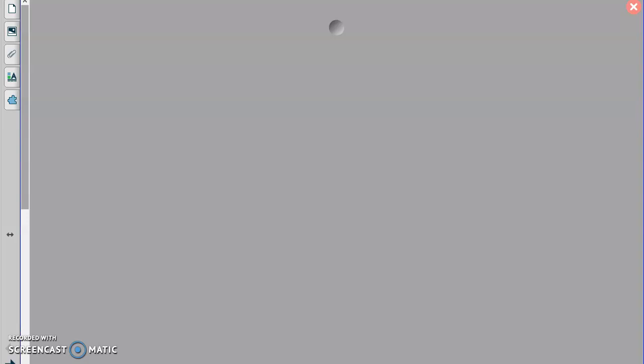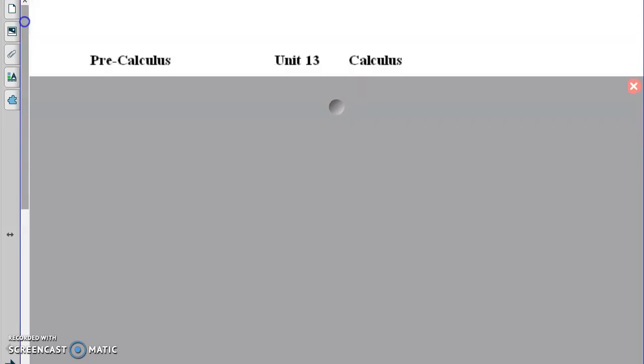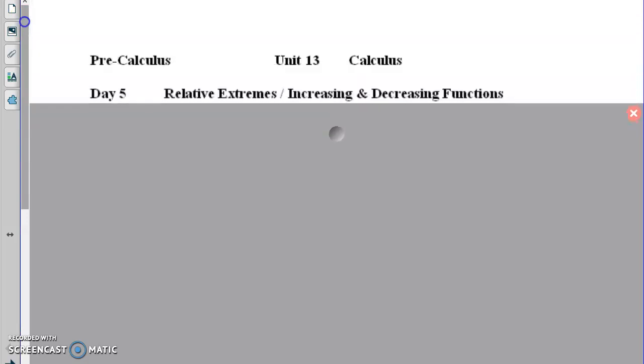Day 5. Day 4 yesterday, we talked about normal lines and tangent lines. Today, we're going to talk about relative extremes and increasing and decreasing functions. Increasing means the function is going up from left to right. Decreasing means it's going down from left to right. I got some notes that I filled in ahead of time so you can stop and pause and record them. Just make the video be a little bit quicker.